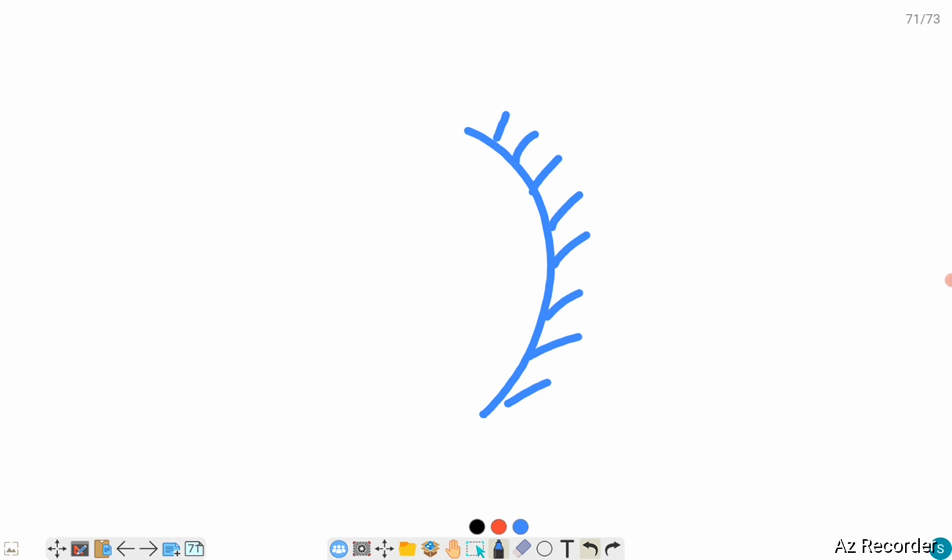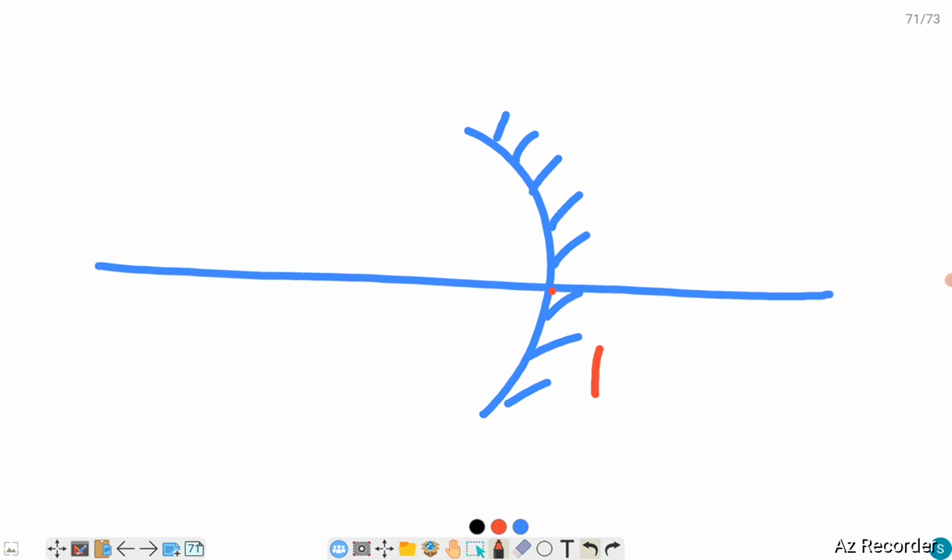Okay, then see here: pole, focus and center. Then where is the object? Here you have to mark the object. For infinity we need not mark it because that is very far. Here you need to mark it, this is the object O. And then we are taking an object of certain height h.